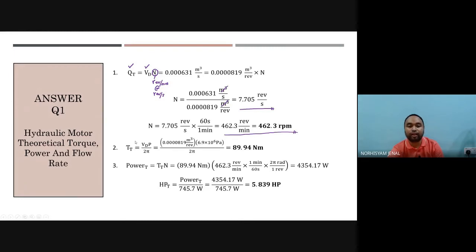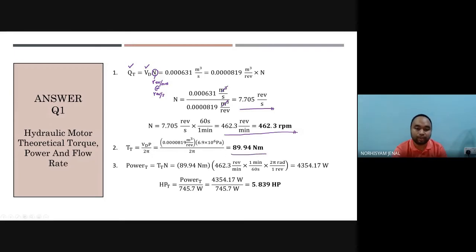Okay, then we need to find theoretical torque. So theoretical torque is VdP over 2 pi. So Vd, we already have the number here. Multiply by pressure, then divided by 2 pi. So you get the answer 89.94 Newton meter.